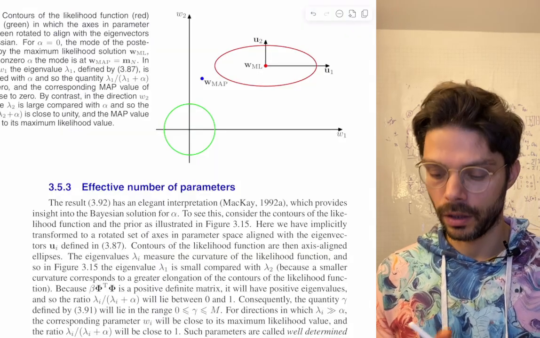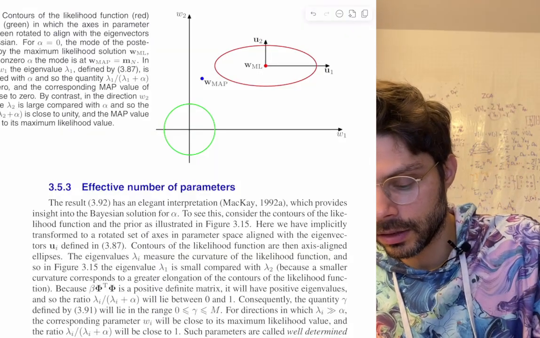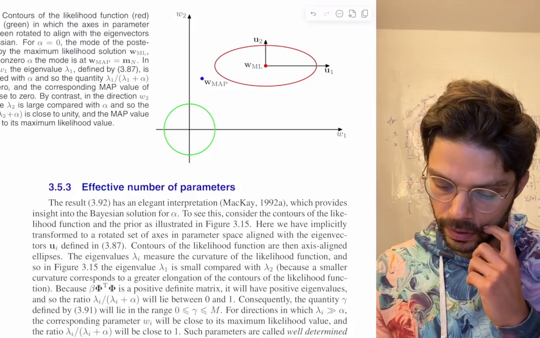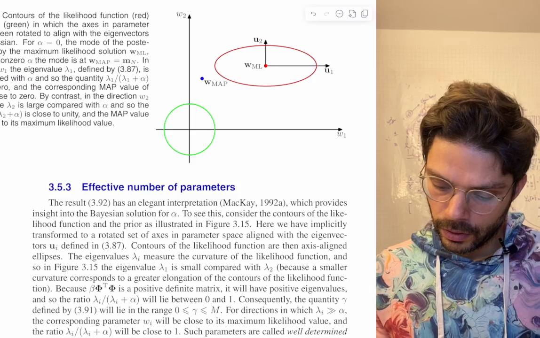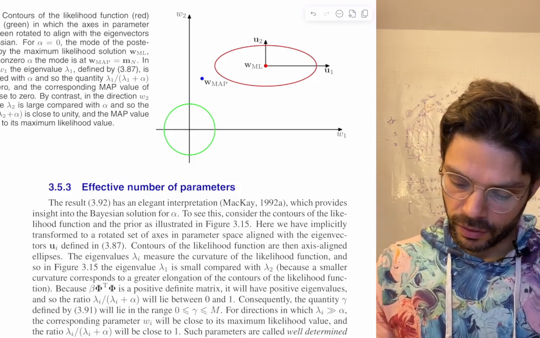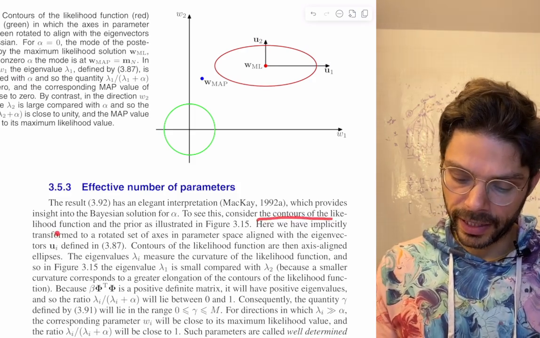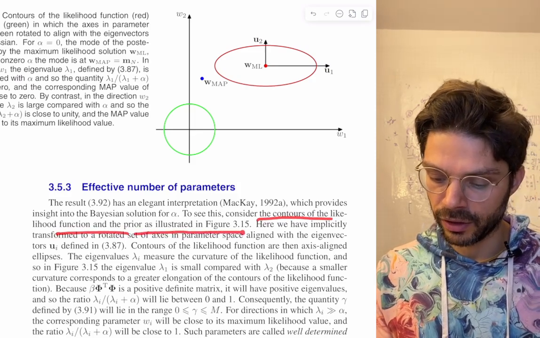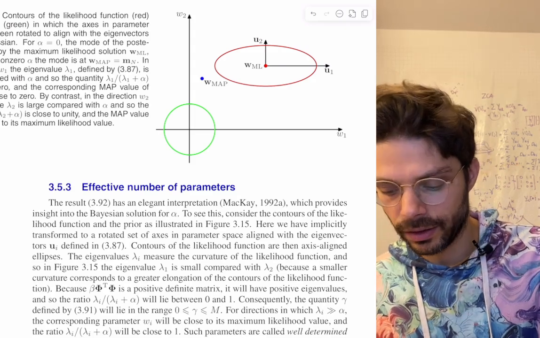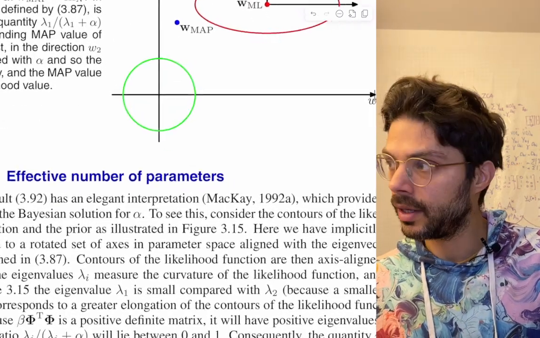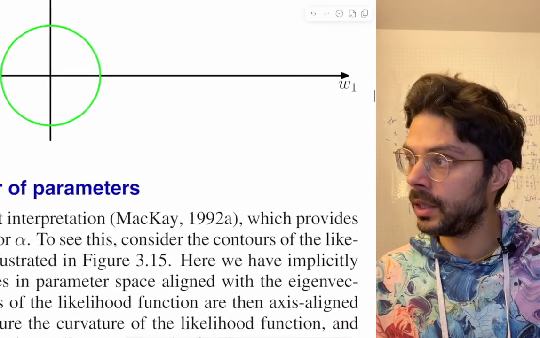So now the idea is, let's just read. Consider the contours of the likelihood function and the prior as illustrated in 3.15. So this is the whole idea here. Let me zoom in, make sure you guys can see.